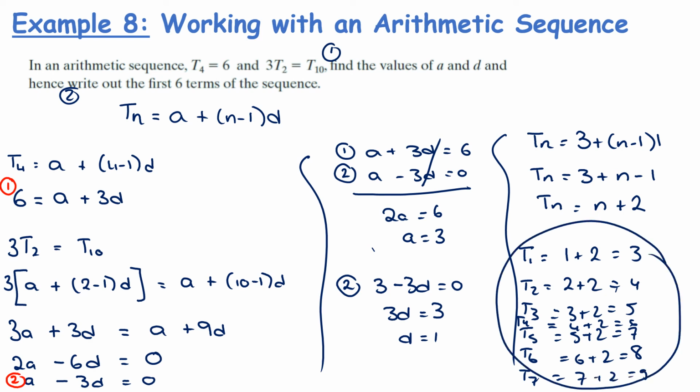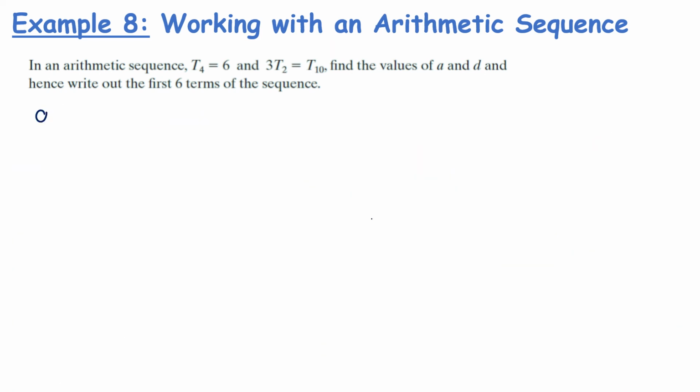Now that was all using the formula. I'll do a different color. The formula we had here. But there was an easier way we could have done that. So we worked out that A is equal to 3 and D is equal to 1. Remember that A is the first term, which is T1. So the first term is 3.